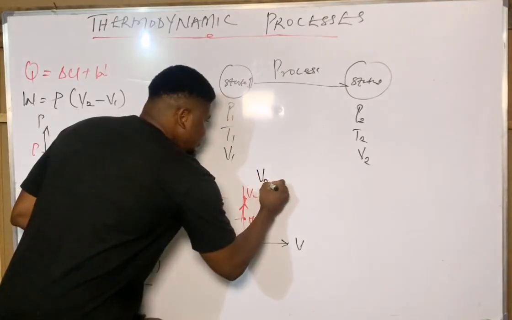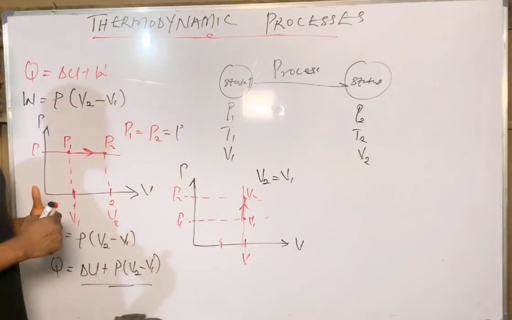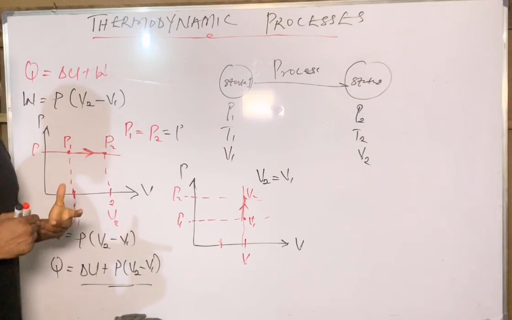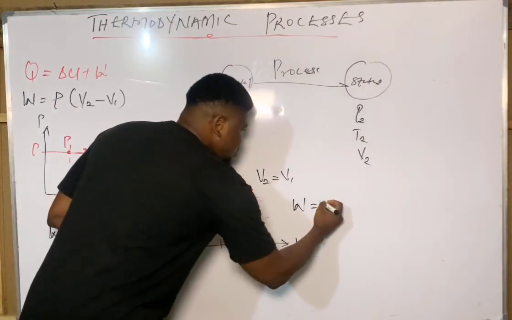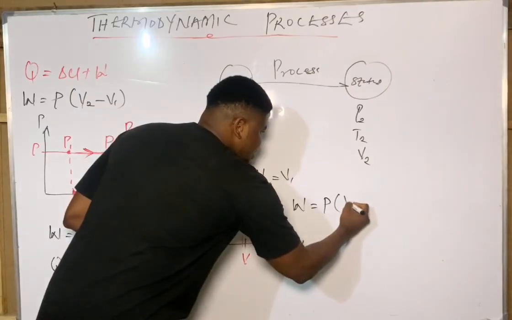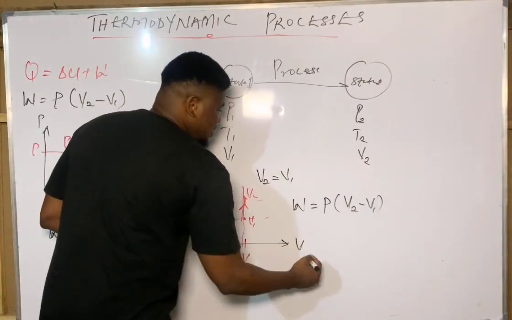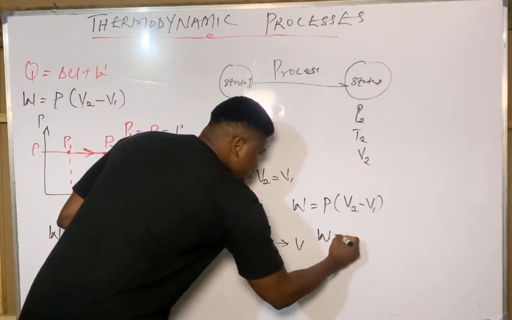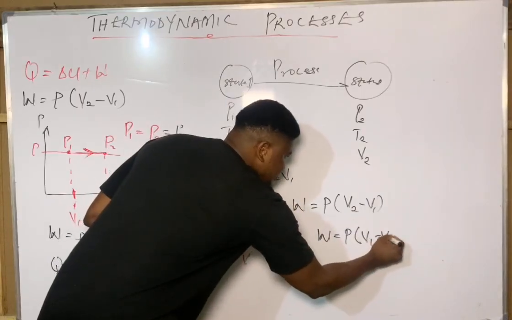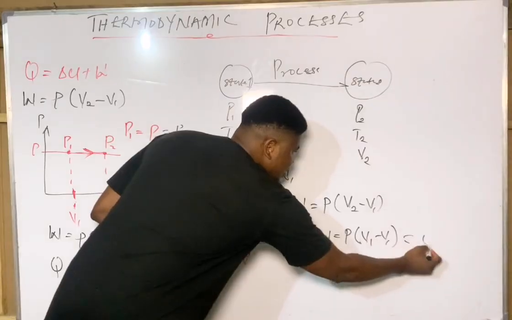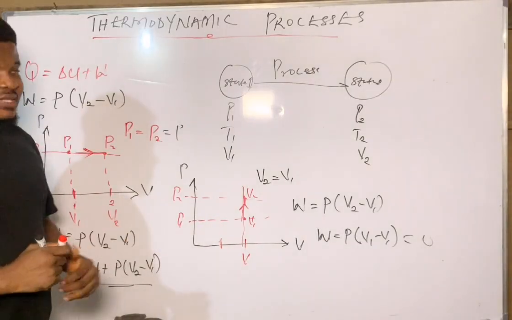This process, in which the initial volume is equal to the final volume, is simply called a constant volume process. For this, V2 equals V1. So if the initial volume is equal to the final volume, it simply means that there is no work done for a constant volume process. Why? Because mathematically, in thermodynamics, work done is pressure multiplied by the change in volume, V2 minus V1. If V2 is equal to V1, then work done is P times (V1 minus V1), which gives us 0. So for a constant volume process, work done is equal to 0.